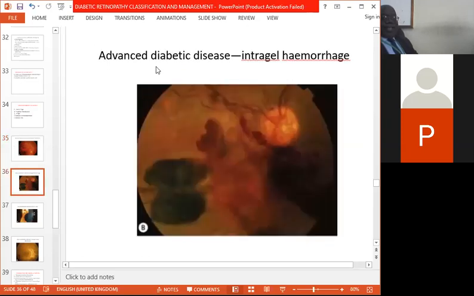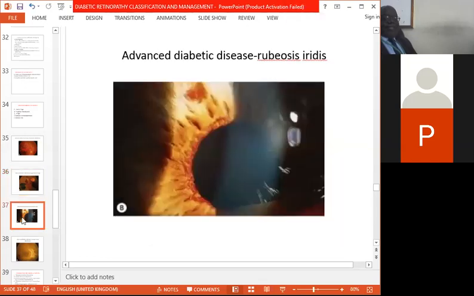This is advanced diabetic disease, intragel. This is now the bleeding is within the gel, the vitreous gel. This is rubeosis iridis. At the pupil margin, you can see small blood vessels growing there. These are all features of proliferative diabetic retinopathy.